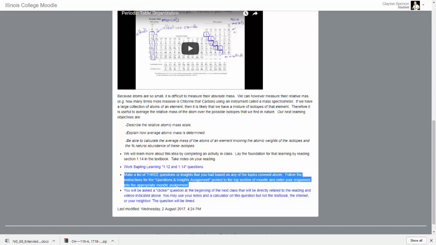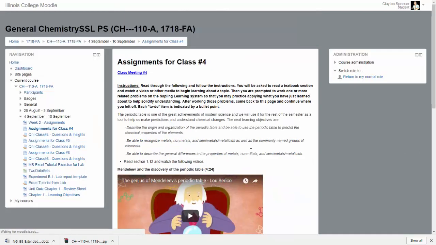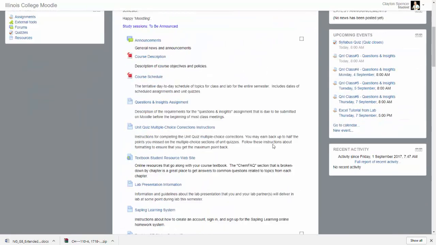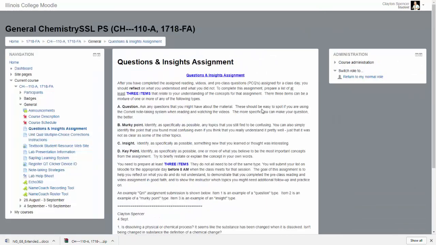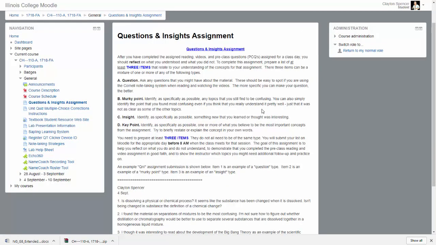So back at the top of the Moodle page, I have a link to instructions on what they are to do for these question and insights assignments. So they are directed to identify 3 items. They can be either a question, a murky point, an insight, something that they've discovered that they didn't know before, or if it's something that they already understand pretty well, what they think one of the key points is from this reading assignment.